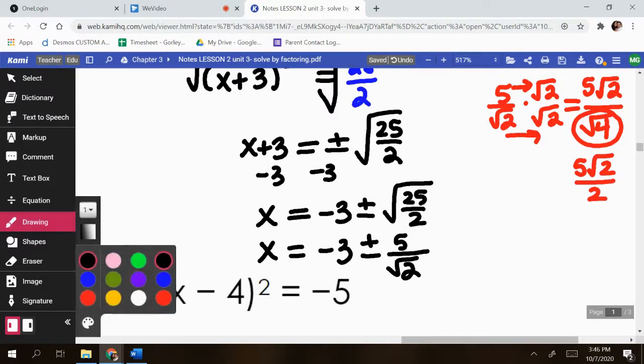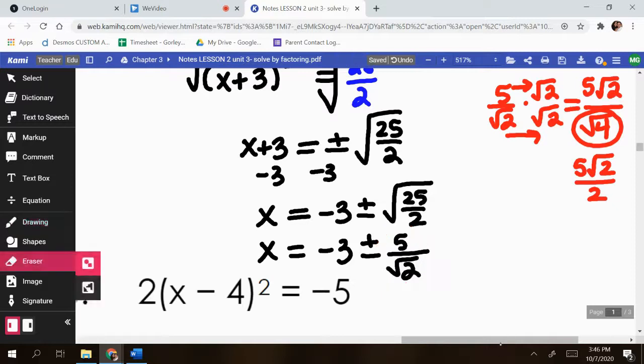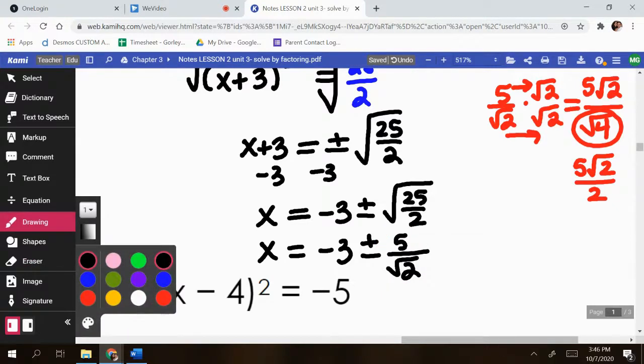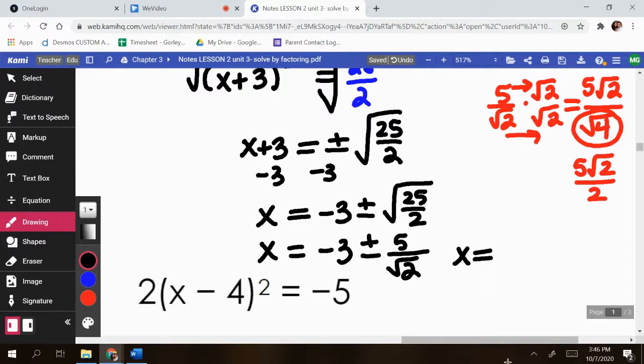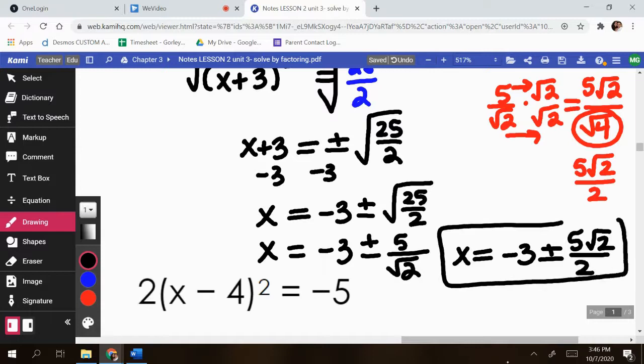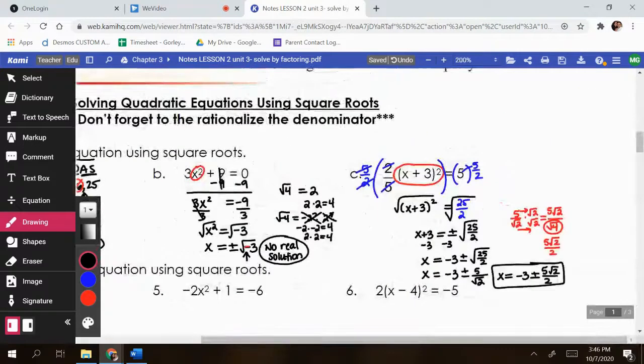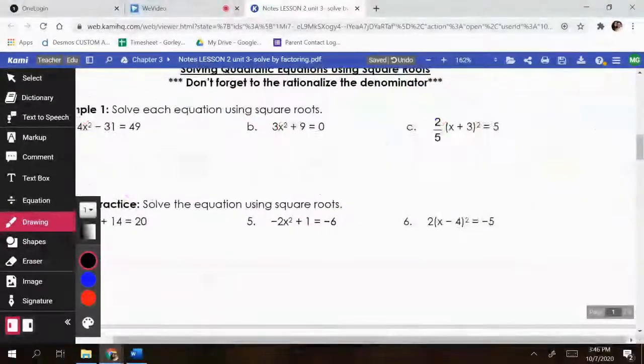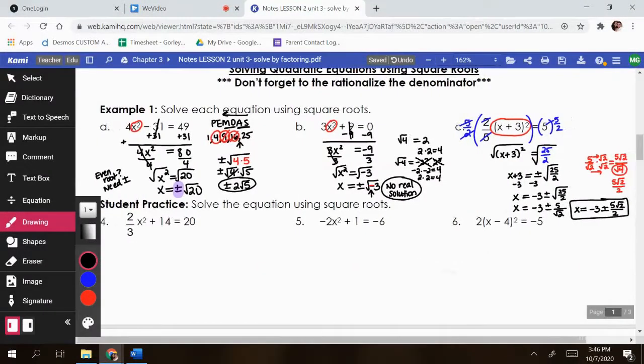Okay, so really let's rewrite this expression right here, 5 over radical 2, rather than putting that in my answer. I'm going to put plus or minus 5 root 2 over 2. Okay, and that's going to be my simplified answer. At this point, why don't you pause the video and try the following student practice problems on your own, 4, 5, and 6.